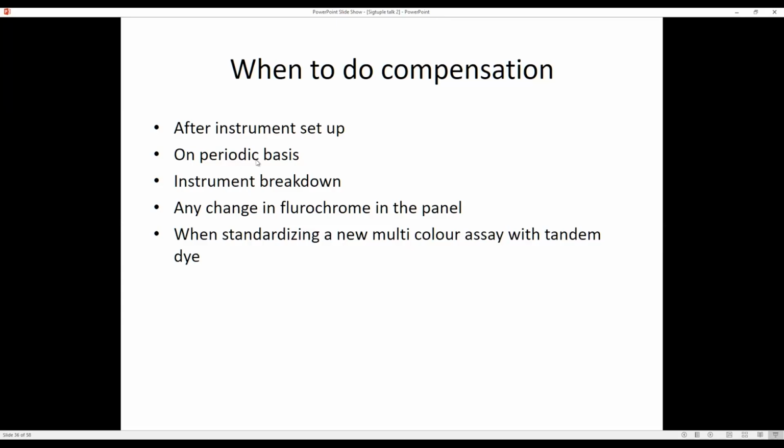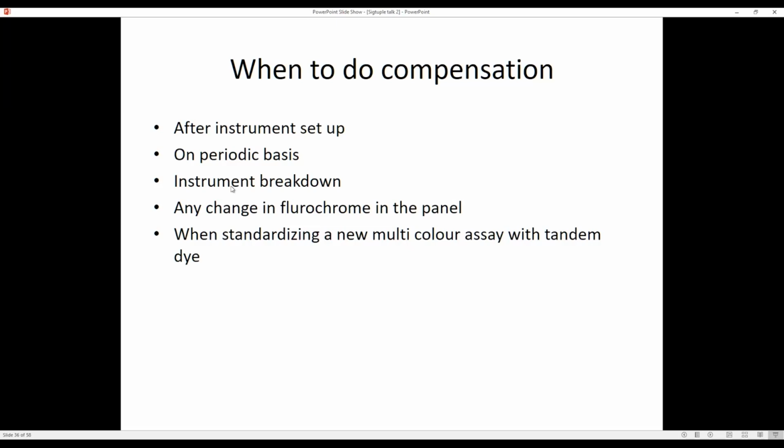For example, if it's something which you design, say I'm going to do compensation every 3 months, great. Every 2 months, fine. 6 months, it's okay. But anything beyond 6 months, or beyond 1 year, you definitely need to do it, because though you may claim that I've not adjusted the voltage, I've not changed my panel, there are a lot of other factors which can slightly affect the detector efficiency, and you still need to do it. So a periodic basis of 6 months is fairly good. 1 year, okay, as long as your data is all good.